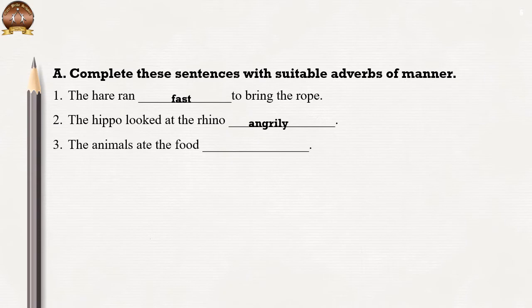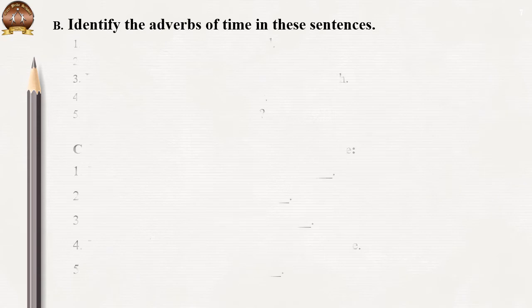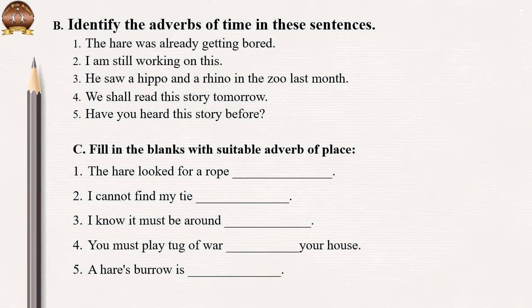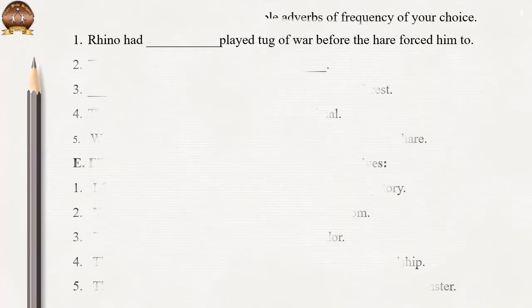Now, some exercises. Pause and check your answers. We can see here, identify the adverbs of time in these sentences. Now this is your grammar gear and textbook exercises. We identify the adverbs of time: already, still, last one, tomorrow, before. Then fill in the blanks with suitable adverbs of place: anywhere, everywhere, somewhere, outside, underground. The answers can vary in adverbs of place.